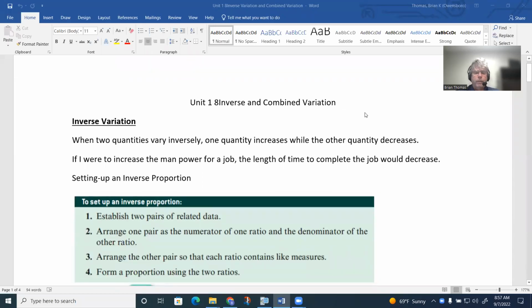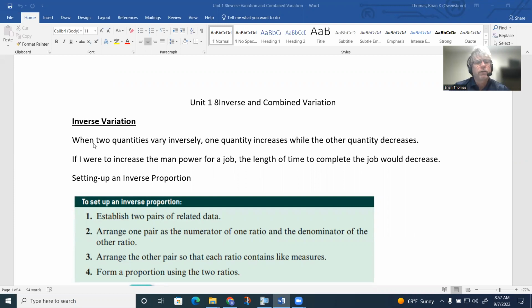So this lesson ties in with direct variation. This is actually called inverse and combined variation. As we said, with direct variation, if one value is increasing, the other value is increasing, or if one value is decreasing, the other value is decreasing. Inverse variation is kind of backwards to that.